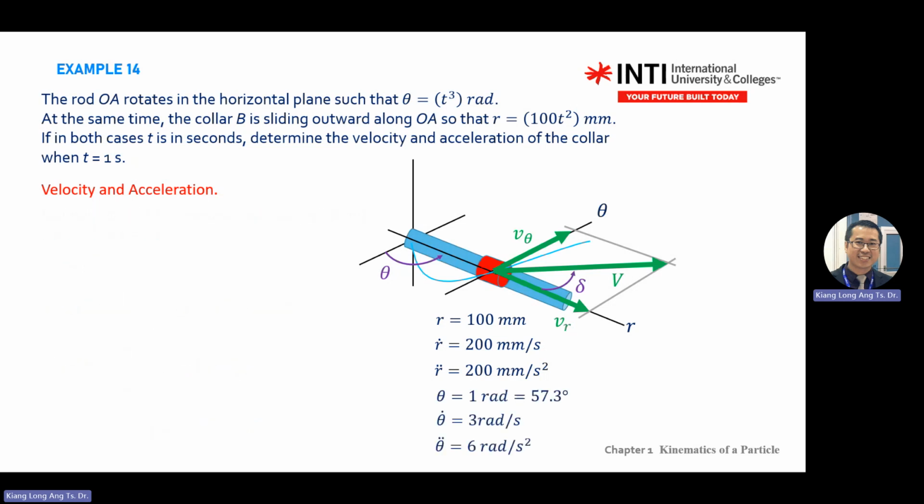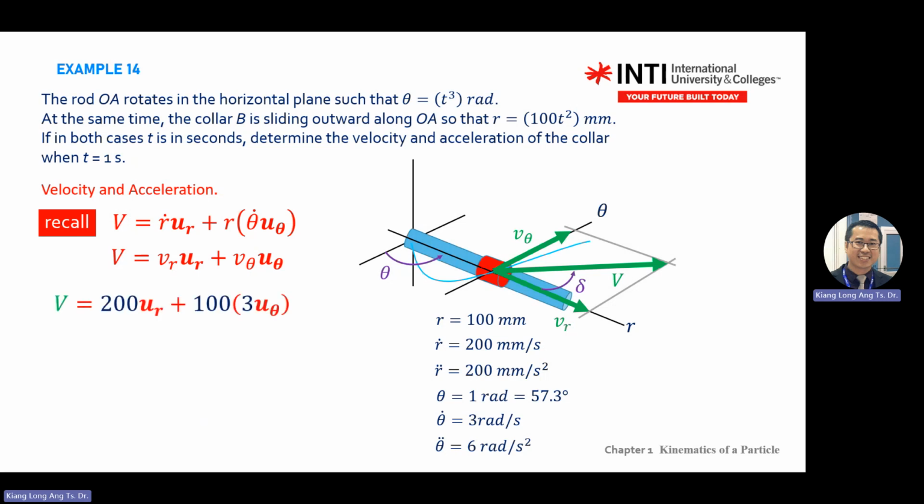Once you find the answers for r and theta, pull out the equations. The rest is just substitution. Pull out these two equations, and pull out another two for acceleration. We solve for v first. You can pull out the four equations, two for v and two for acceleration. The rest is just substitution.